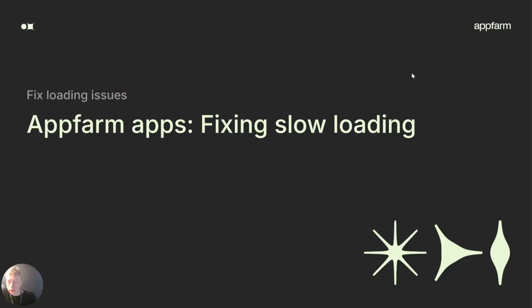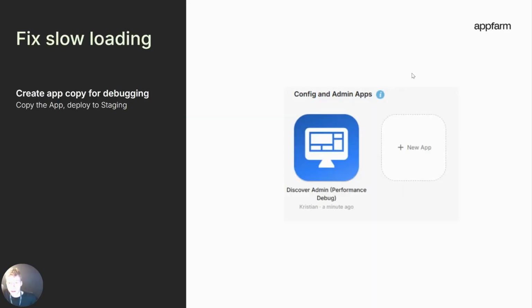So now we found a bottleneck in our app which is causing these loading issues, and now it's time to discuss how we can actually fix the slow loading. It's often useful to create a debugging app by duplicating the app which is problematic. You can set the app type to config and admin, and then you can deploy to staging. In this case, you can debug without affecting the app itself, but you're also interacting with production data, which is a useful way to be able to replicate these performance issues.